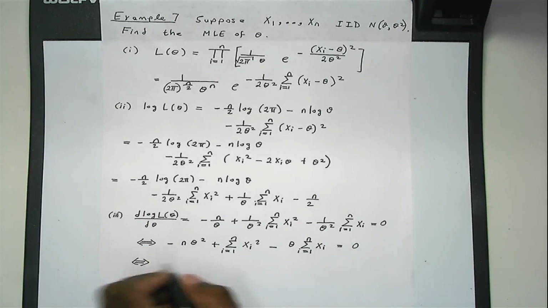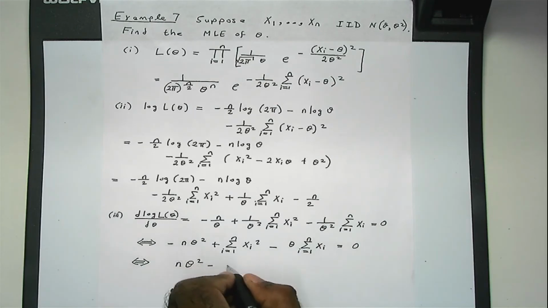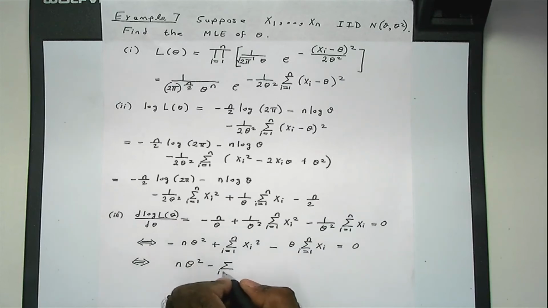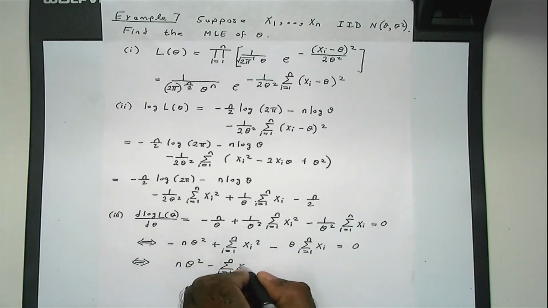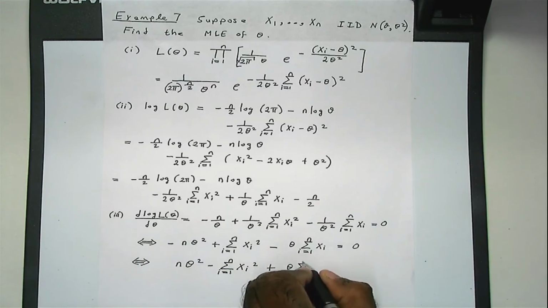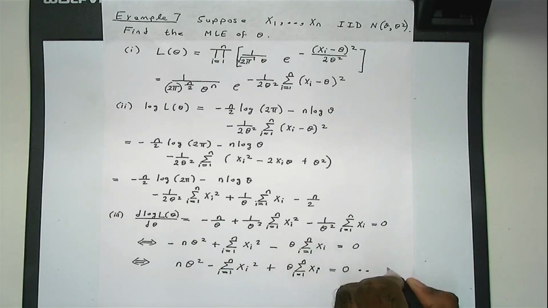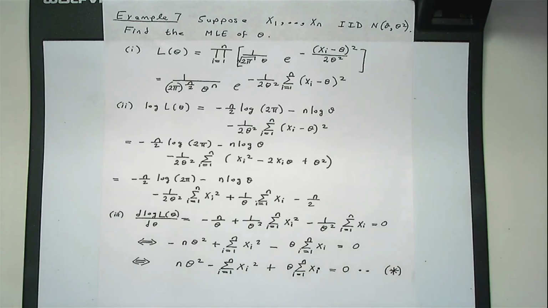In the next step I'm going to multiply the whole thing by a negative number, so you get n theta squared minus this plus theta, and this is equal to 0. Now for later use, let me call this equation star.